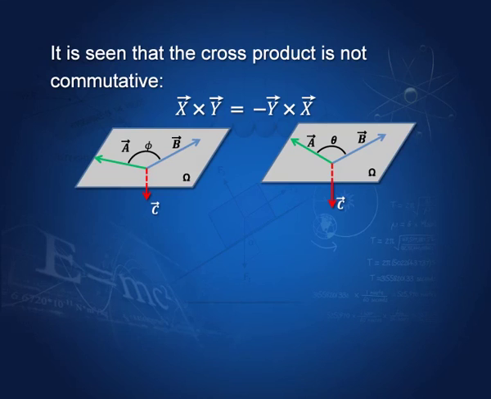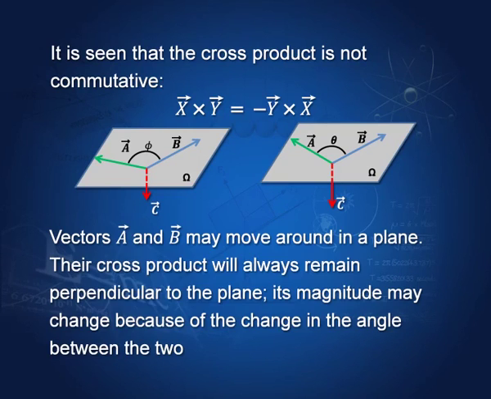Now, suppose I rotate vectors a and b in the same plane. As I have shown here, the angle between them has changed. It was phi, now it becomes theta, or if it was theta earlier, it becomes phi. The angle has changed, the vector magnitudes have not changed, and the cross product remains in the same direction, perpendicular to the plane in the downward direction.